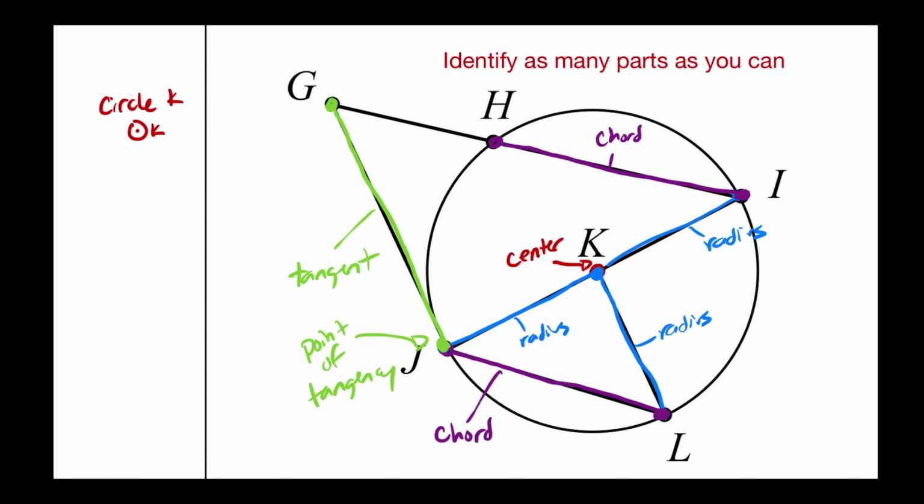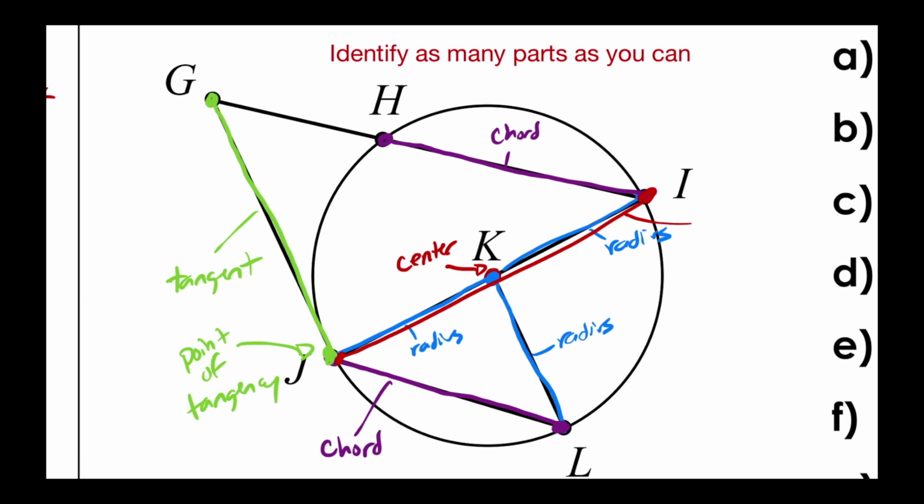Very good. What else do we see here? Diameter JL, very good. From here to here is your diameter. Very good.